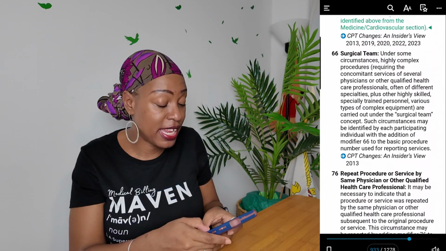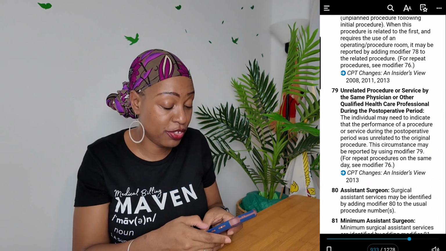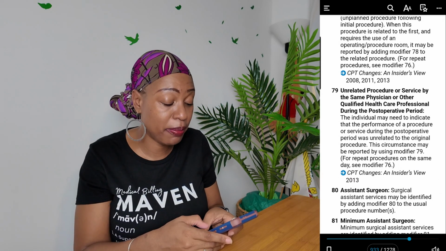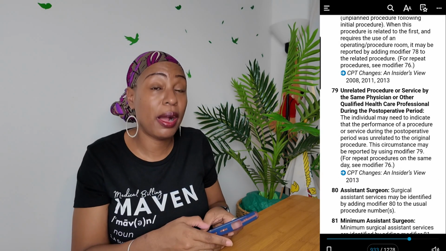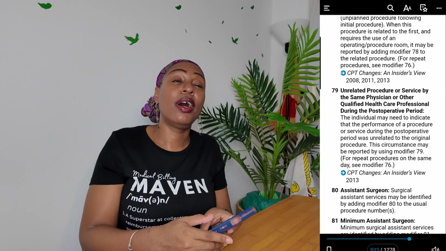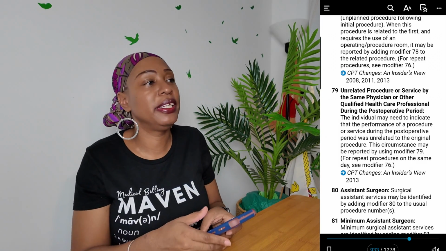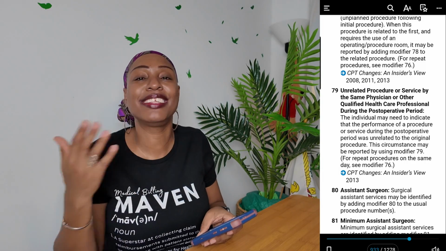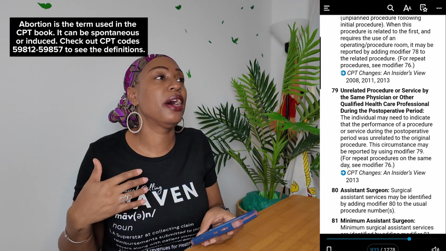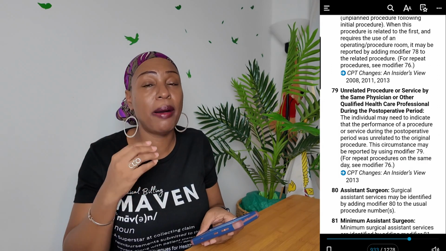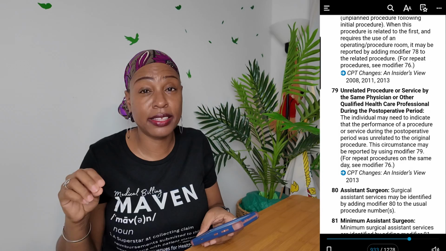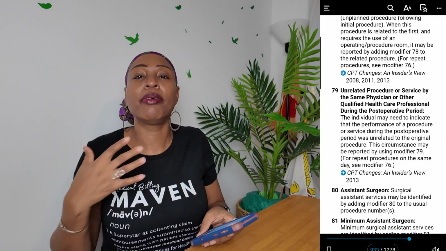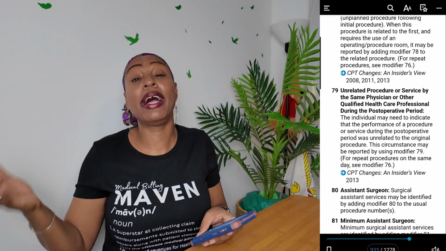Now we're going to go to modifier 79. Modifier 79 is unrelated procedure or service by the same physician or other qualified healthcare professional during the post-operative period. So that, for example, could be if a patient had an abortion, and the abortion code has a post-op period of 90 days. But within that 90 days, the patient had some breast issues and needed a biopsy.